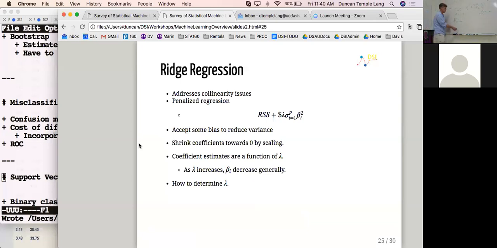So for each lambda, I will get a different value of betas. All the betas will flow together, and they will come along and be close to 0 because when lambda is infinity, this is the dominant force. This is 2, this is infinity, that's the cost. I have a question about this lambda exactly.